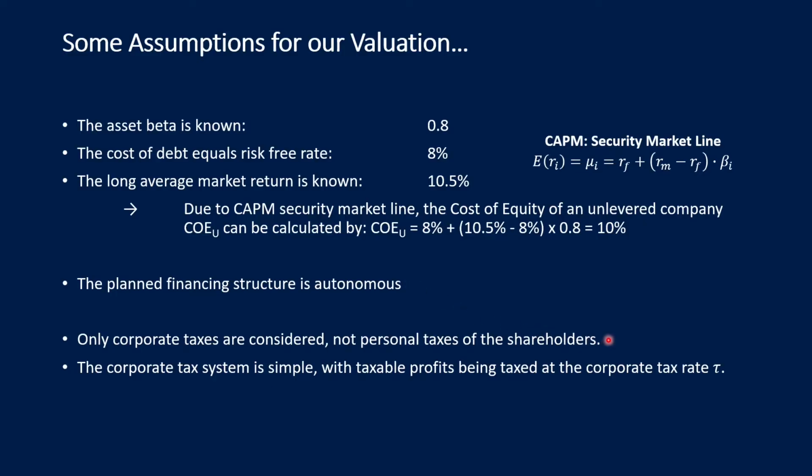Only corporate taxes are considered, not personal taxes of the shareholders. There is a whole number of models that introduce personal taxes into the valuation, and that also makes sense, definitely, but in this case only corporate taxes are considered. And the corporate tax system is simple, with taxable profits being taxed at the corporate tax rate tau. Why is it tau here? Because t is the time in this slide deck.